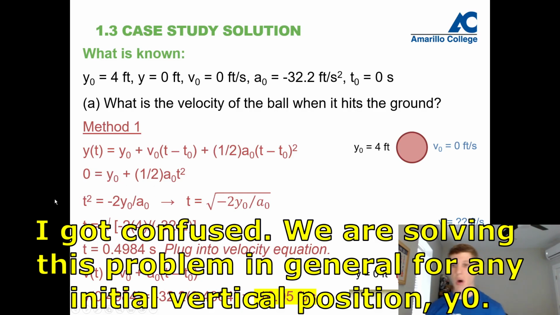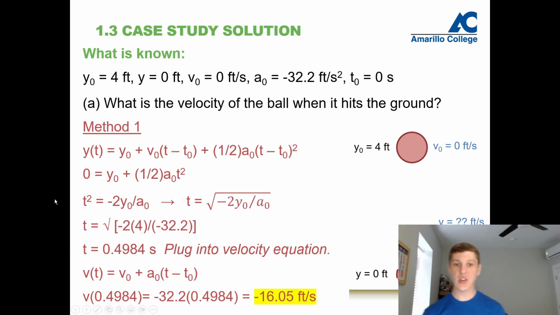So I can solve this equation for t squared. y naught was given as 4 feet, but we're solving it in general, so we can solve this equation for any y naught. Now we can say that t squared is equal to negative 2y naught over a naught.